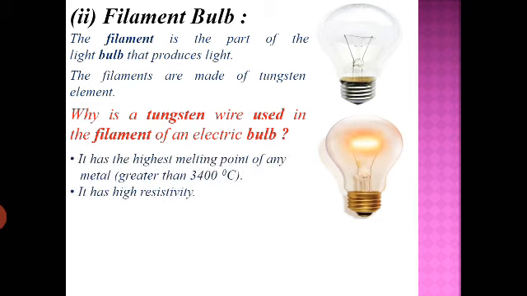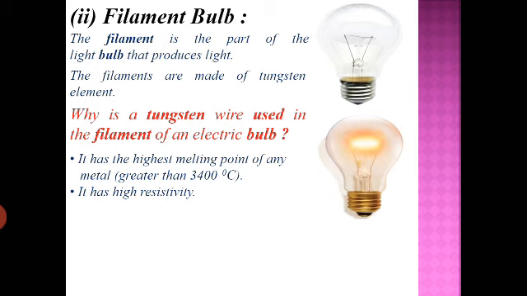So you should know the very first, that is, it has the highest melting point of any metal, greater than 3400 degrees Celsius. So one thing we know, if we have to convert the heat into light, then the temperature will be very high. So that much temperature should be tolerated by the conductor without getting damaged, means the conductor should not melt at that much of temperature, so the melting point must be higher. So this tungsten has the highest melting point if you compare all the metals, and this melting point is 3400 degrees Celsius, means this much temperature can be tolerated by this without getting melted.